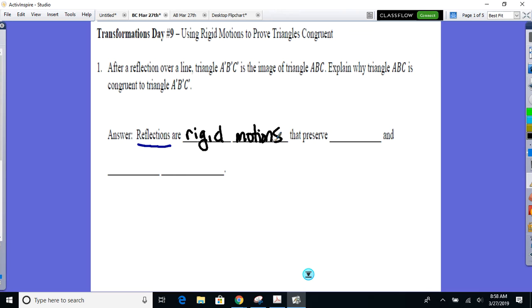Then I tell whoever's reading it, here's what a rigid motion is. It preserves side length. We're going to call that distance. Preserves distance, which is side length, and angle measure. All right? This is what's going to come up in all of these that we do today. You're going to tell me the transformation that's being performed. Tell me it's a rigid motion, and rigid motions preserve distance and angle measure.